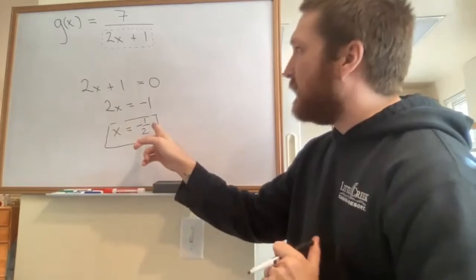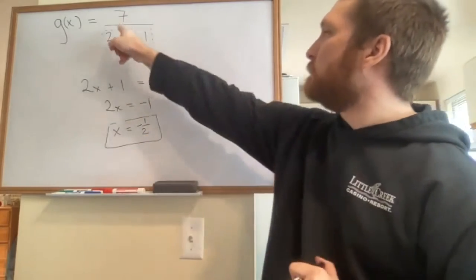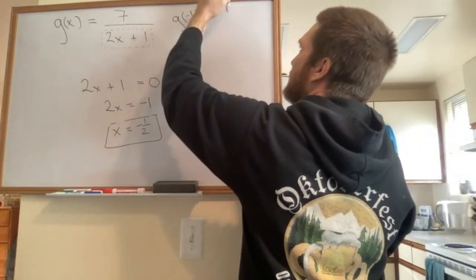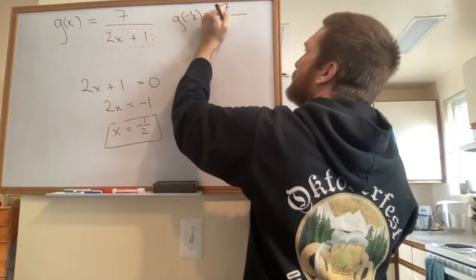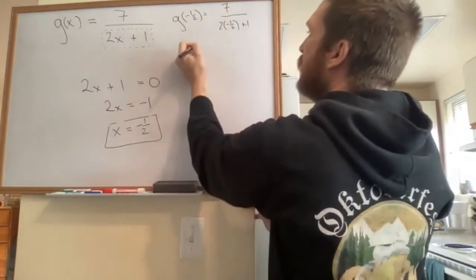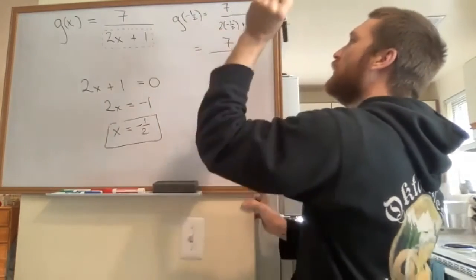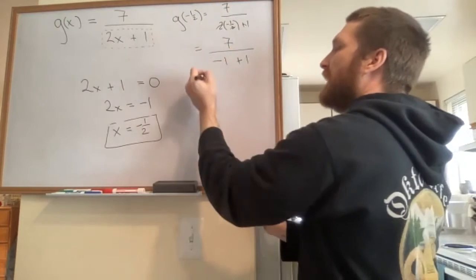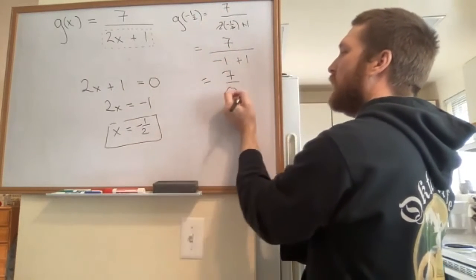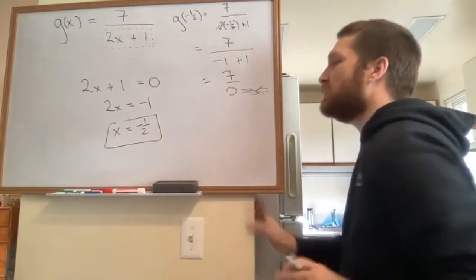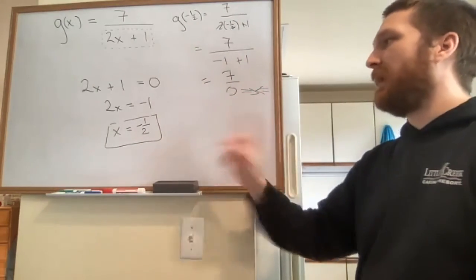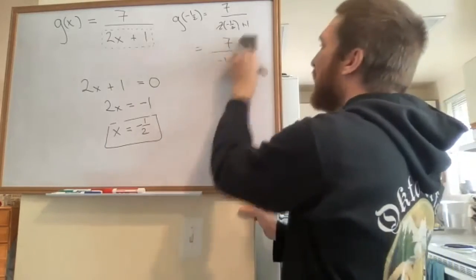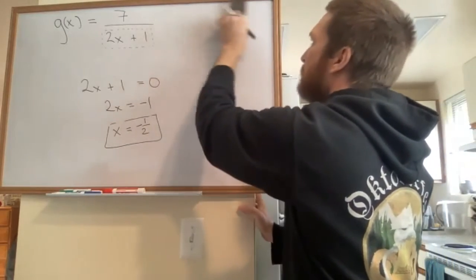If I try to plug in -1/2, I would have 7 over 2 times -1/2 plus 1, which is 7 over, the 2 kills the 2, and I have -1 plus 1. That gives me 7 over 0. Uh-oh, you cannot do that. That's bad. You cannot have division by 0. So we have found the one value that we cannot plug into this function.